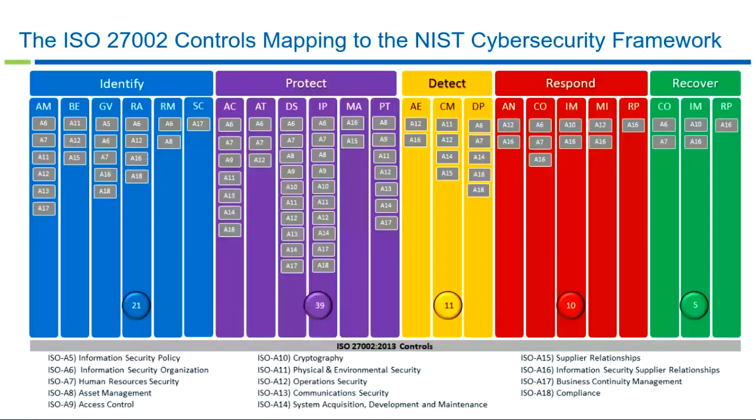So those are the controls families for the ISO 27002, the 14 families. And as you can see, these 14 families have a strong alignment with the NIST cybersecurity framework. So the CIS controls, the NIST 853 controls, the PCI controls, and the ISO 27002 controls all have a strong alignment to the NIST cybersecurity framework.